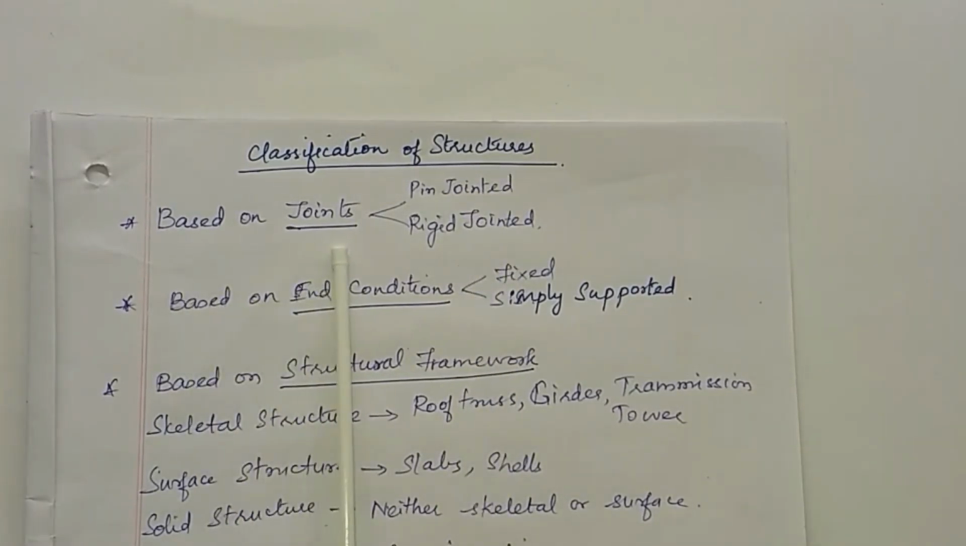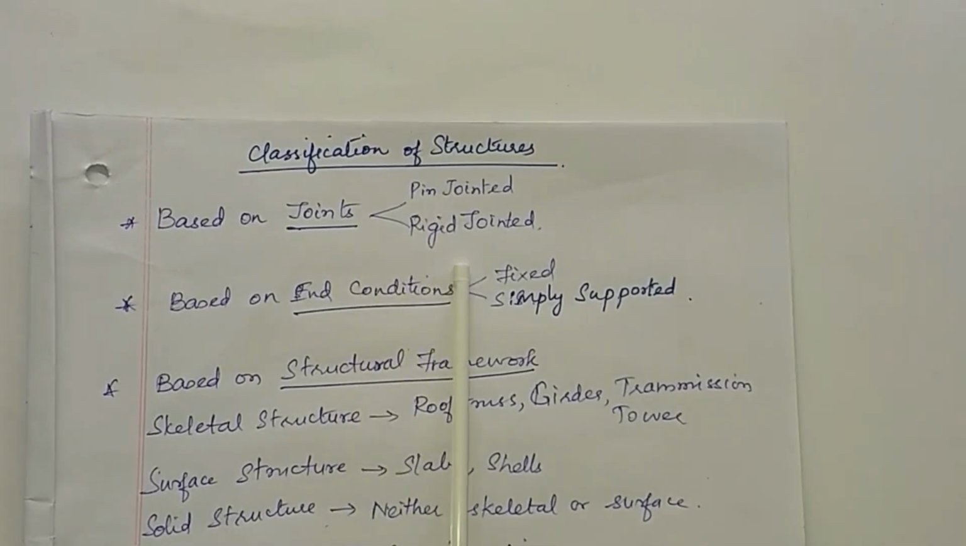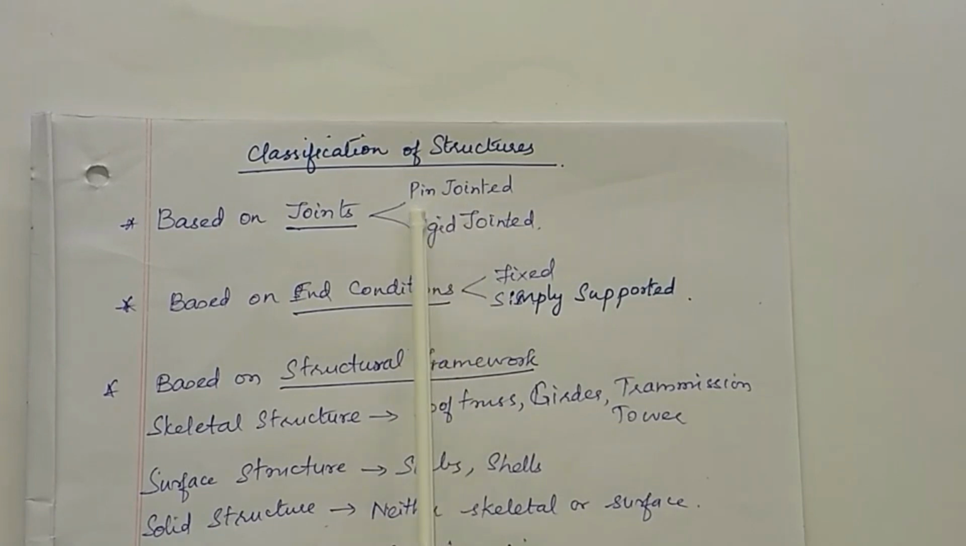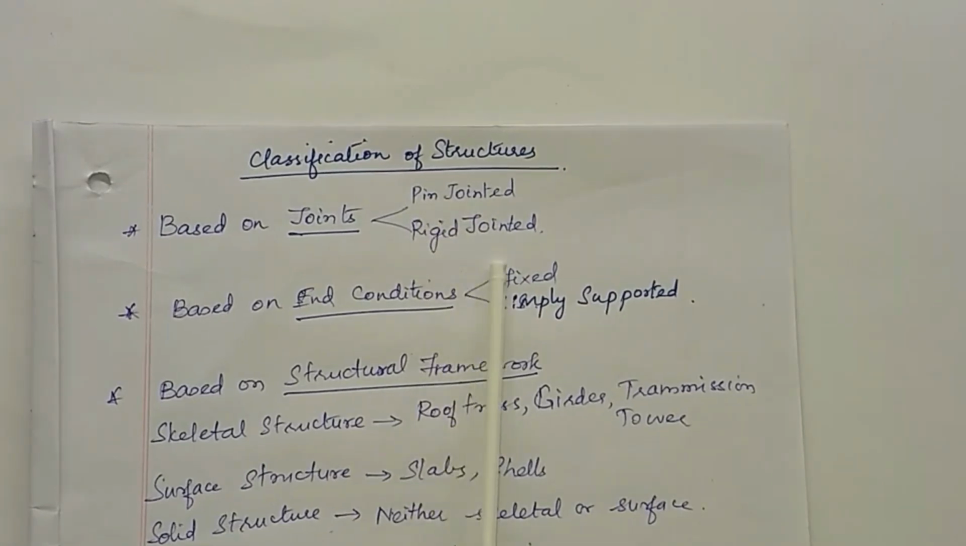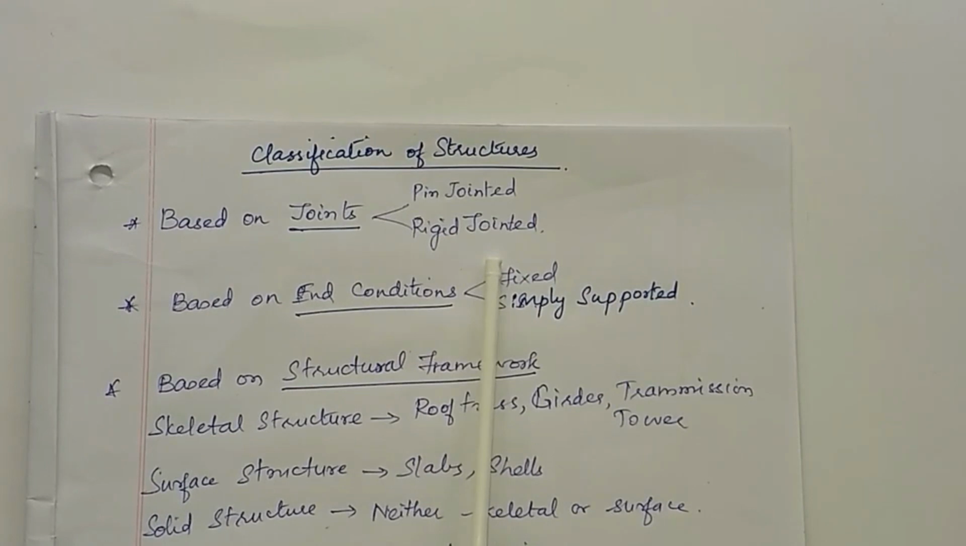First, based on joints, it is divided as a pin jointed structure and a rigid jointed structure. All steel structures are pin jointed. The joints are provided in the form of bolts and nuts, in the form of rivets. We tell the structure as a pin jointed structure. The moments are released at the joint. Rigid jointed structures are RCC structures, reinforced concrete structures, where the reinforcement from the beam goes into the column, the joints are fixed, there is moment resistance, so the structure is said to be rigid jointed.